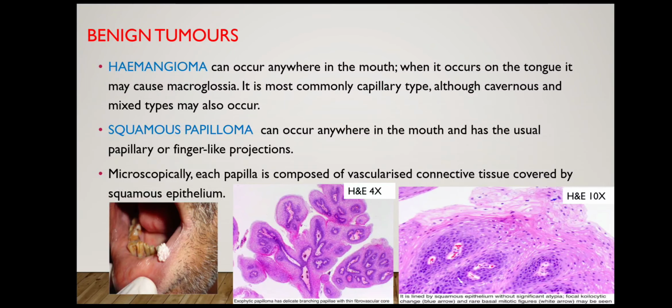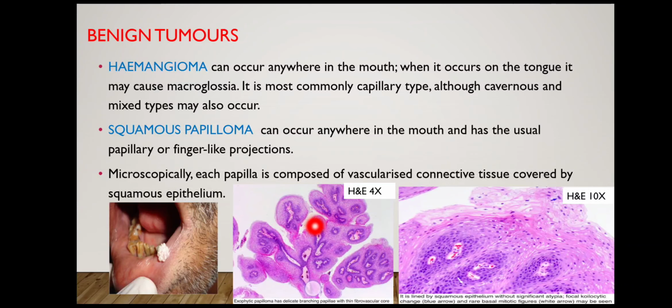The benign tumors of the oral cavity are hemangioma, which can occur anywhere in the mouth, and when it occurs on the tongue, it may cause macroglossia. It is most commonly capillary type, although cavernous and mixed type may also occur. Squamous papilloma can occur anywhere in the mouth and has a papillary appearance of finger-like projections.